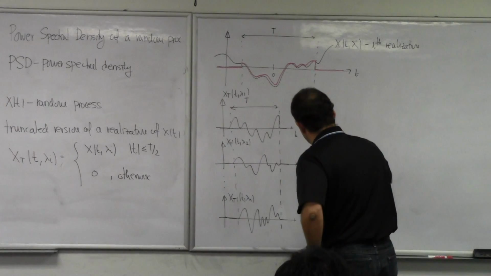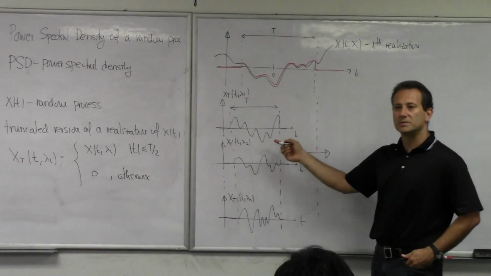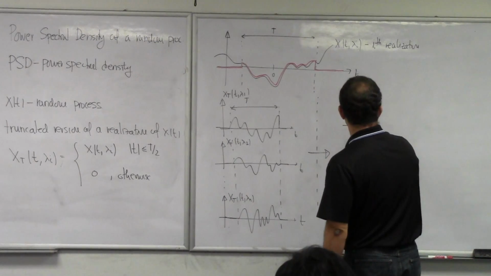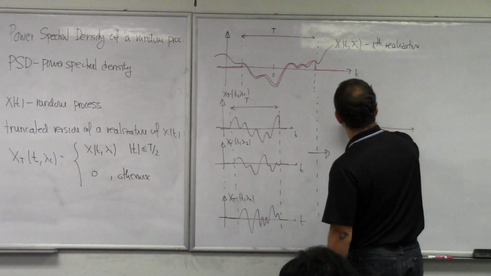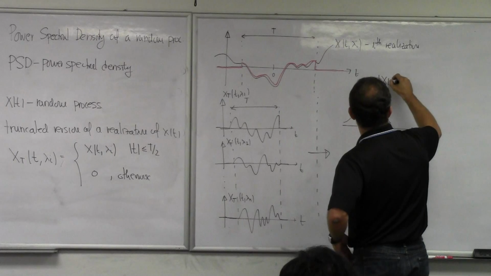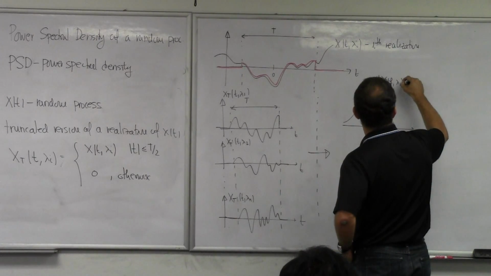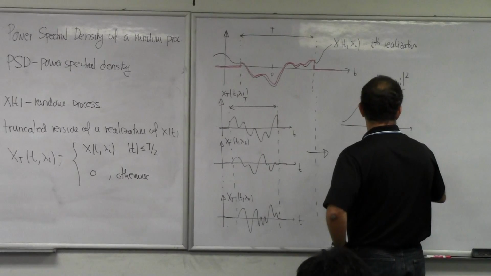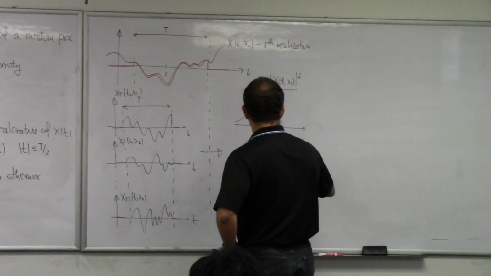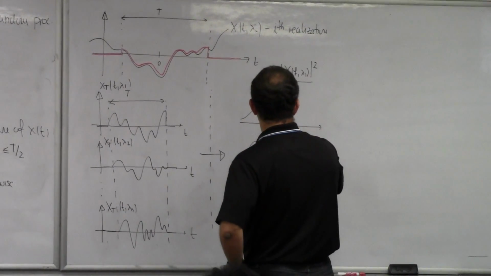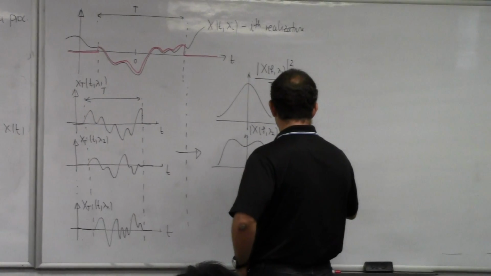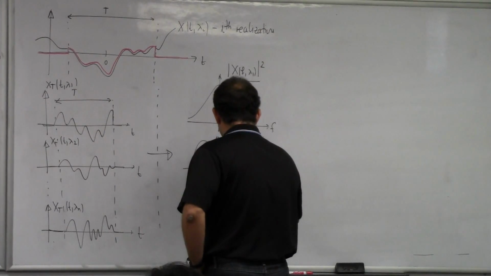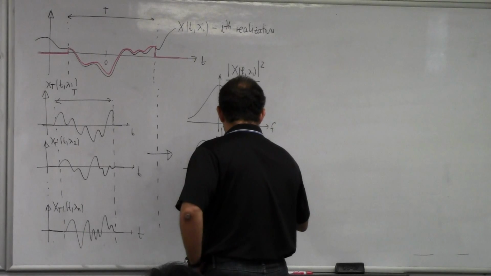Now, what I do next is, since each one of the truncated versions now becomes an energy signal, it has a Fourier transform. So I can take the Fourier transform of each one of these signals, but instead of plotting the Fourier transform, I'm going to plot the magnitude of the Fourier transform for lambda 1 squared, divided by T. So this is going to be the first one. This is going to be the second one. Let's say it may look somewhat different. So this is X of f lambda 2 magnitude squared divided by T, and so on. So this is X of f lambda n magnitude squared divided by T.